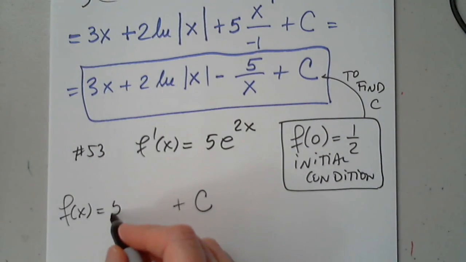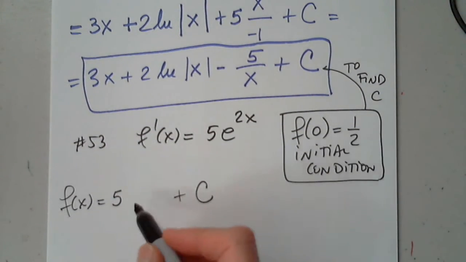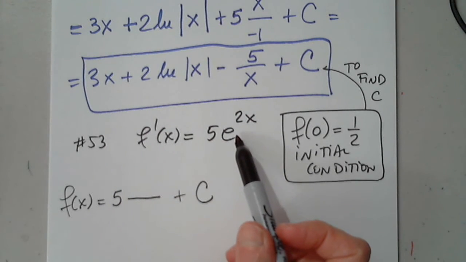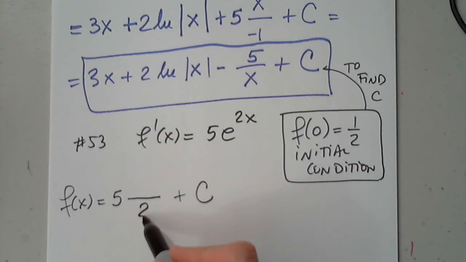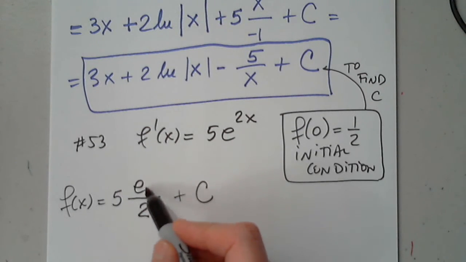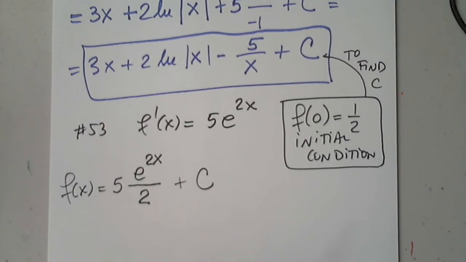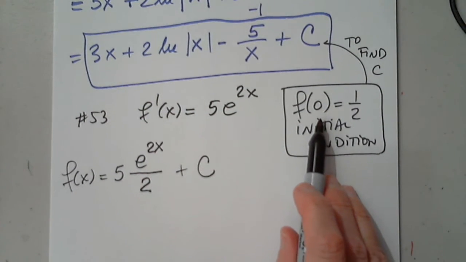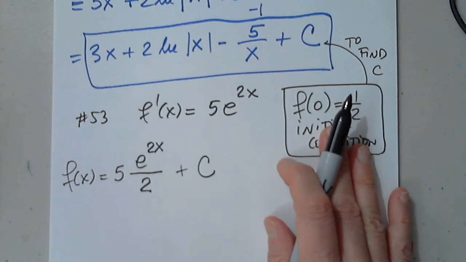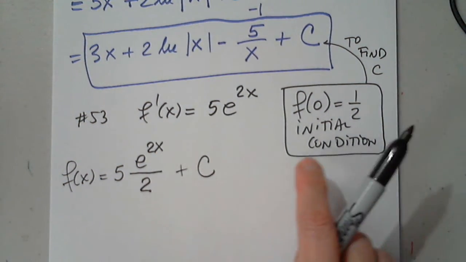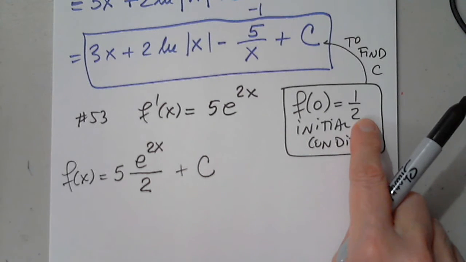So we're going to copy 5 times e to 2x, but you have to say 2 in the denominator, right? Yeah. Okay, e to 2x divided by 2. That's it. Now we're going to use this condition. What does this condition say? When x is 0, the answer is 1/2.